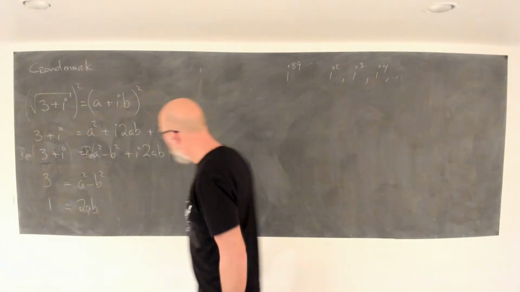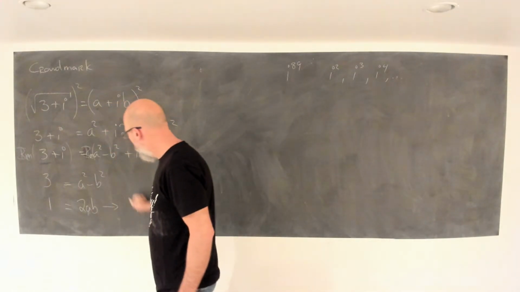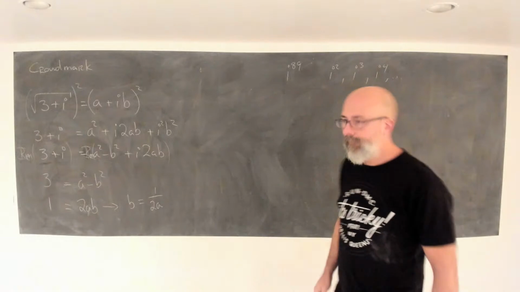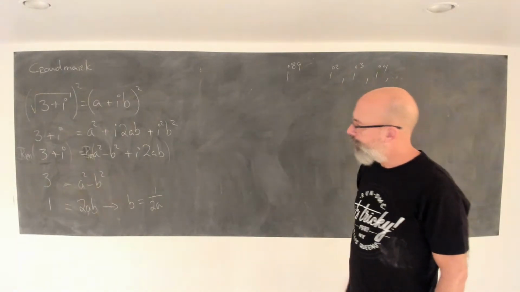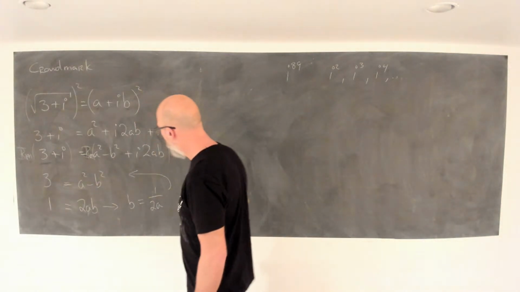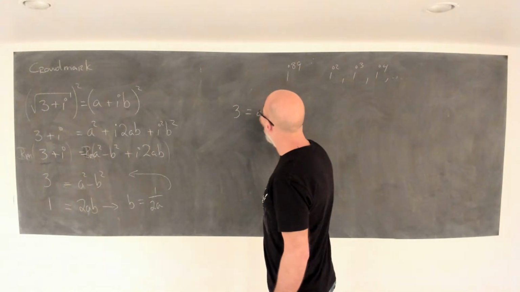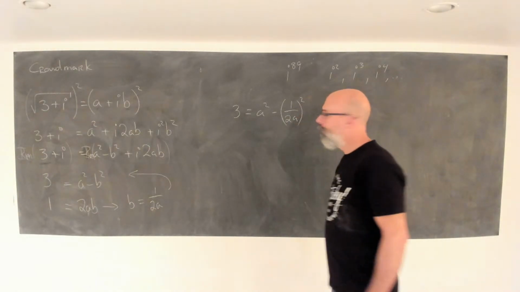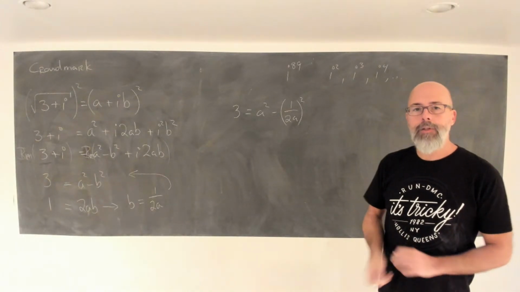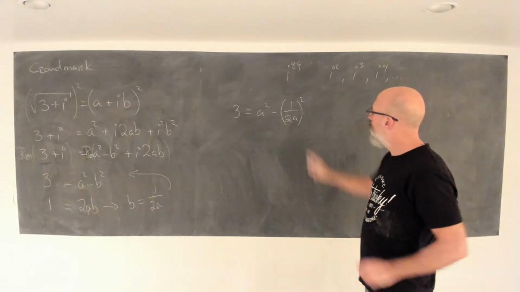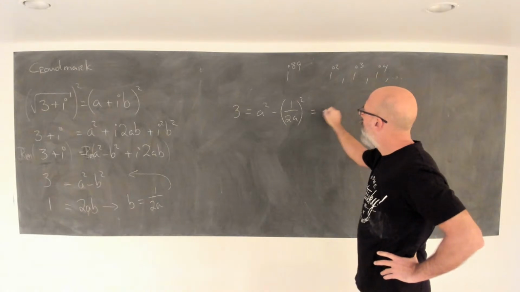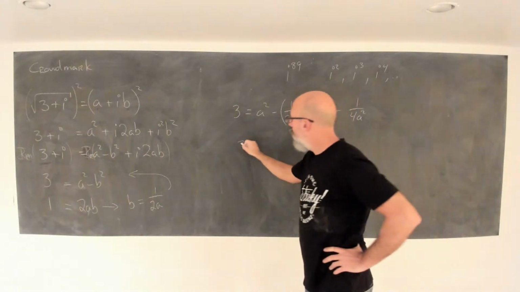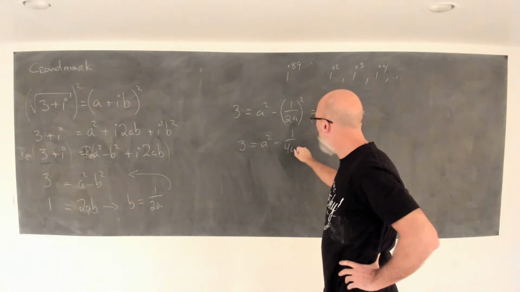In particular, from this one, you can solve for b. b is equal to 1 over 2a. And if you plug that back into this one, what do we get? b is 1 over 2a. So we have this. Square that. So what do we say? 3 is equal to a squared minus 1 over 4a squared.